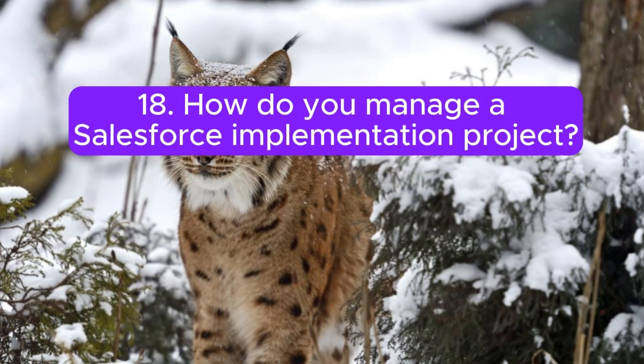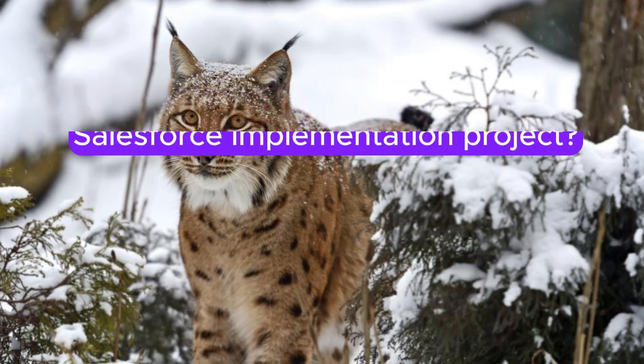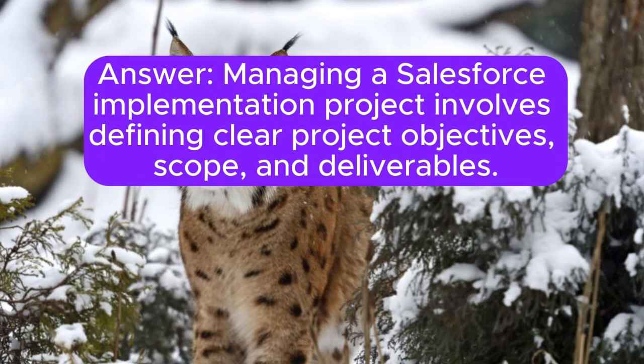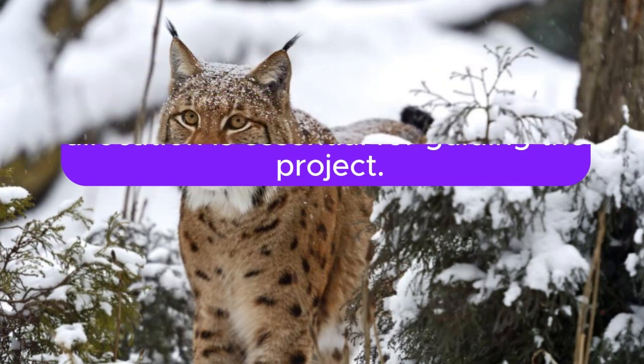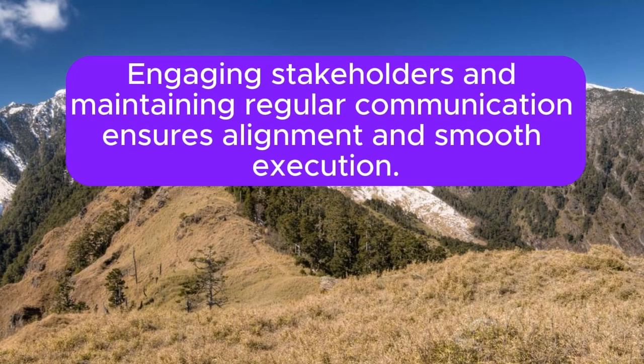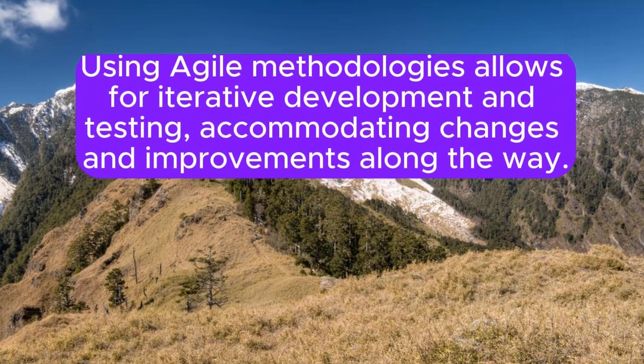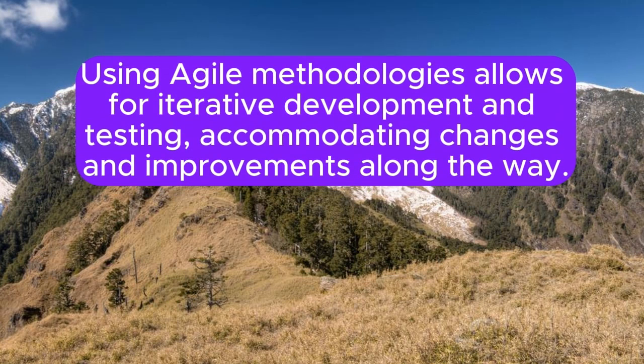18. How do you manage a Salesforce implementation project? Answer. Managing a Salesforce implementation project involves defining clear project objectives, scope, and deliverables. Creating a detailed project plan with timelines, milestones, and resource allocation is essential for guiding the project. Engaging stakeholders and maintaining regular communication ensures alignment and smooth execution. Using agile methodologies allows for iterative development and testing, accommodating changes and improvements along the way.